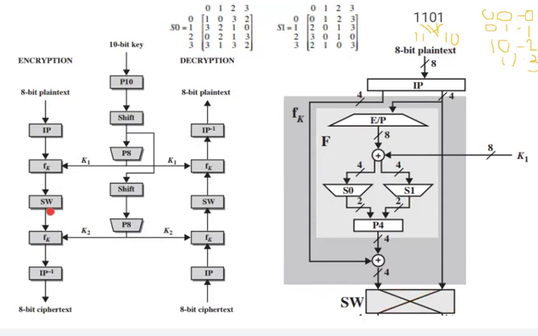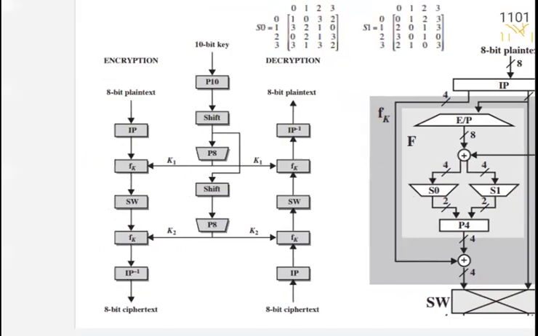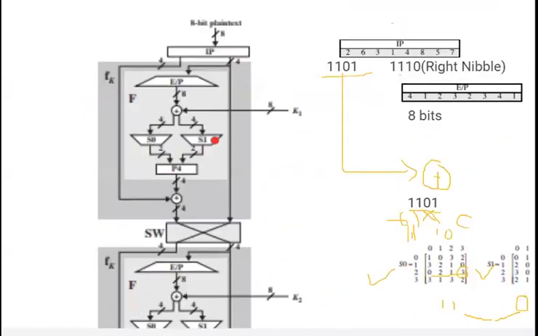And then again you have to do the same operation f of k, but at this point k1 will get replaced with k2. That is the only change.